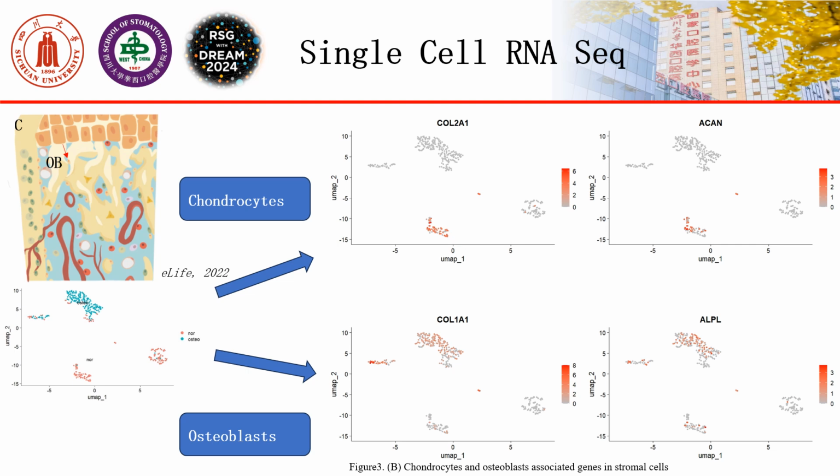And for COL2A1 and ACAN, these two genes are highly associated with chondrocytes. Their expression level is higher in the control group. However, COL1A1 and LPL are highly associated with osteoblasts, which are expressed higher in the osteoporosis group.